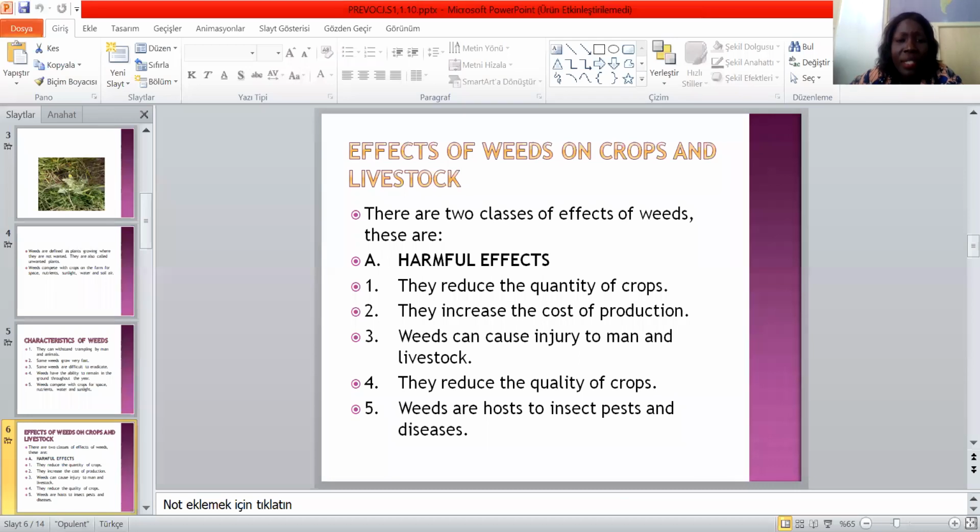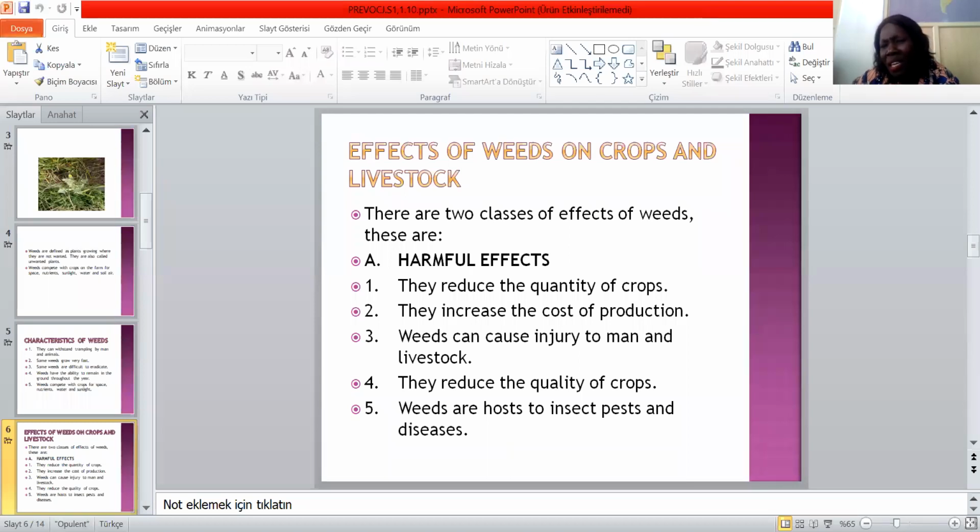Number five is that weeds, they are host to insect pests. And insect pests generally, they cause the greatest havoc to crops on the farm. They eat the leaves of crops, thereby reducing the photosynthetic surface area of leaves. And photosynthesis is the process whereby green plants manufacture their food. So if the leaves of your crops have been eaten up by insect pests, that means photosynthesis will not take place and such plants or such crops will become stunted. It will not grow very well.